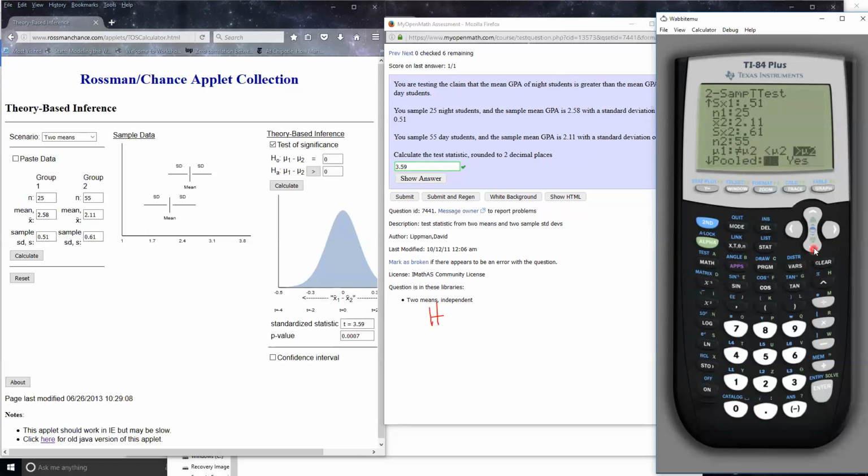And I'm not going to pool them. Calculate, and I'm getting the same value. I am. That would round to that. So that should help you answer this question one way or the other.